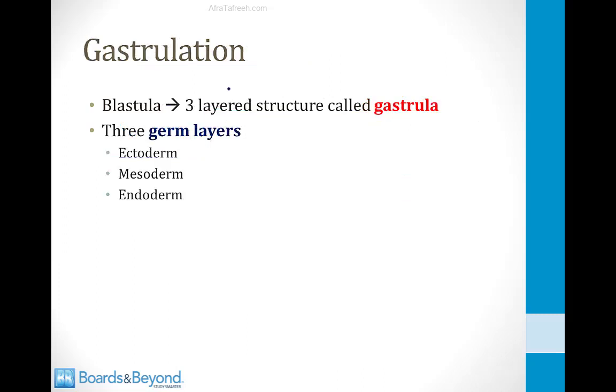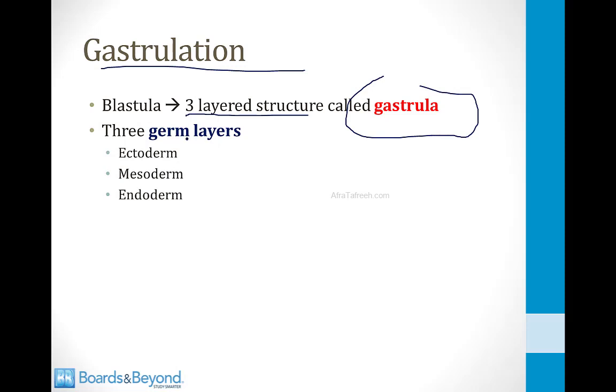So now we've talked about morulation, where the morula was formed, and blastulation, where the blastocyst was formed. The next step in embryogenesis is called gastrulation, and in this step, the blastula is converted into a three-layer structure called a gastrula, and the three layers of the gastrula are called the three germ layers, and their names are the ectoderm, mesoderm, and endoderm. And these three germ layers will develop into all the organs and structures in the embryo that will persist into adulthood.